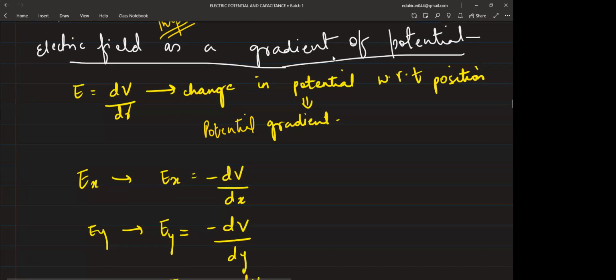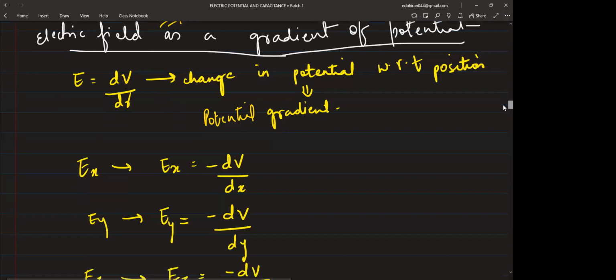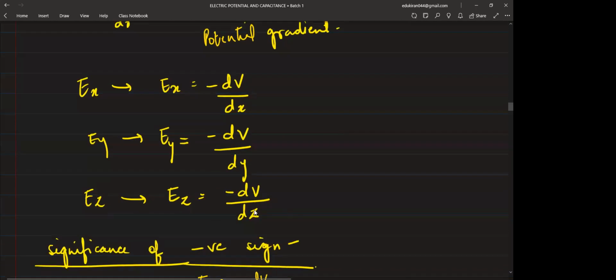When we say electric field is a gradient of potential, there's a concept known as partial derivation that we'll do later. First, understand this is change in potential with respect to the position, distance. So this entire term is called the potential gradient. Ex is the electric field along the x-axis, so this is minus dV over dx. Ey is minus dV over dy, and Ez is minus dV over dz. Now E is equal to minus dV over dr.